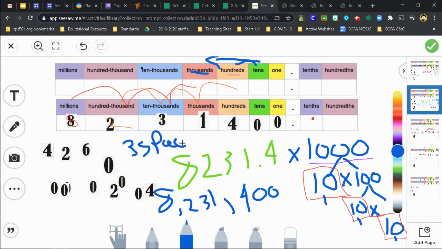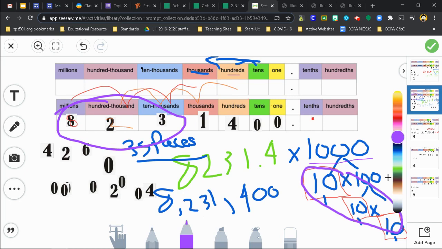Now, some of you may have noticed there was another pattern, because we moved 3 spaces, and there were 3 tens. Look at the number 1,000.